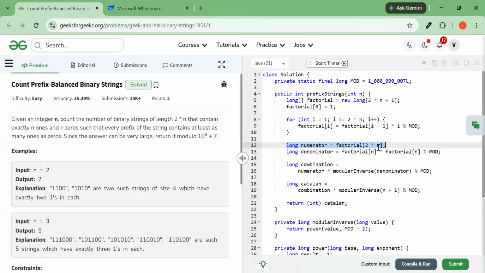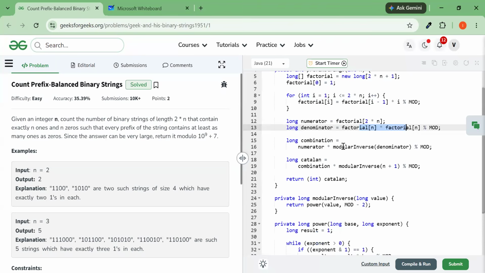Consider the same thing. The numerator we have found is 2n factorial. The denominator is n factorial times n factorial, and the combination is numerator divided by denominator. But this is a modulo operation that we cannot do directly. So I'm calculating the modulo inverse of the denominator. Finally, the Catalan number will be the combination into the modulo inverse of n plus 1, which we have already calculated.